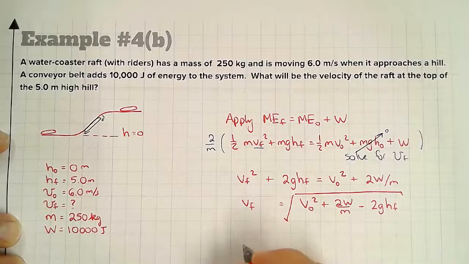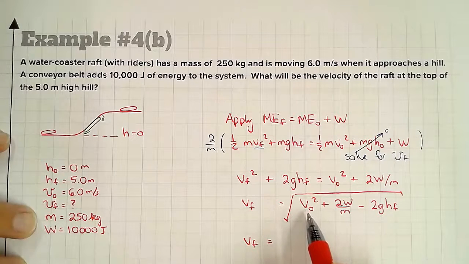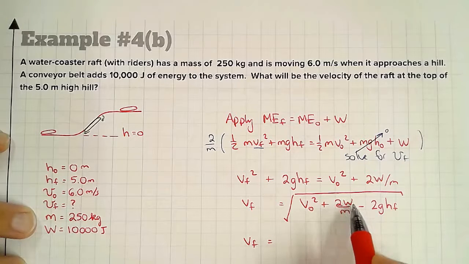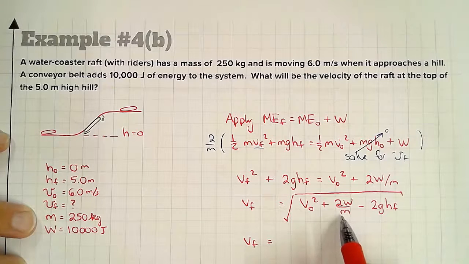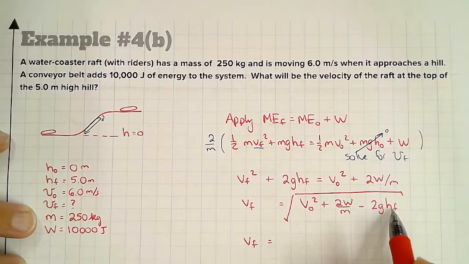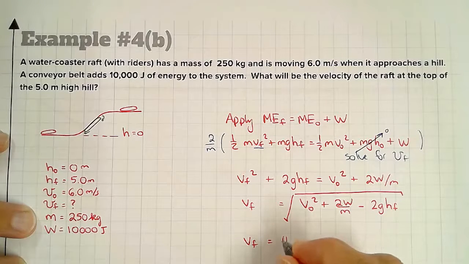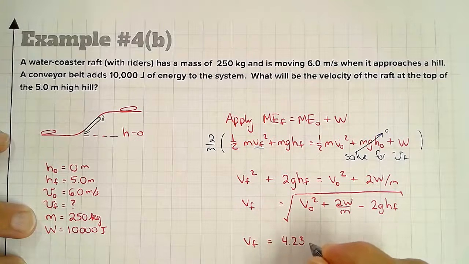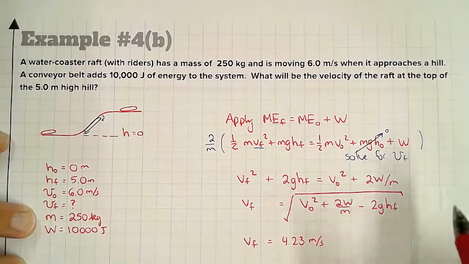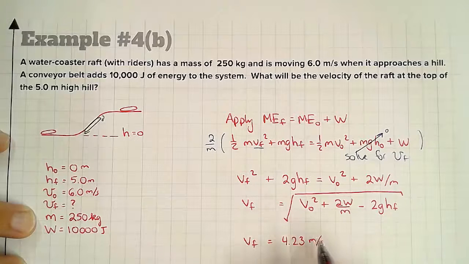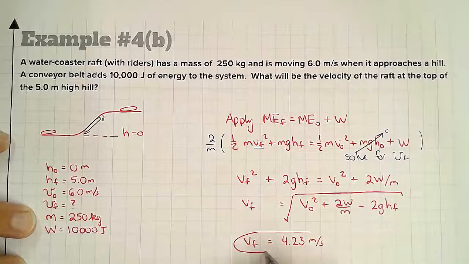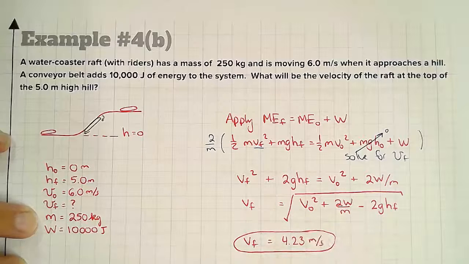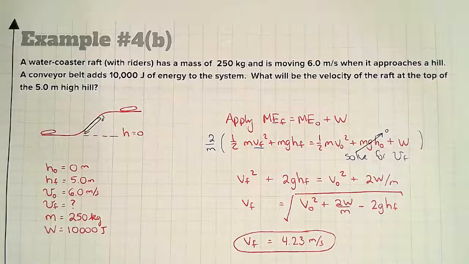Okay? And then, when I plug in all my numbers, the initial velocity is 6 squared plus 2 times 10,000 over 250, and then minus 2 times g times the final height, which is 5. You plug in all those numbers, and you get a velocity of about 4.23 meters per second. Okay? So this right here is an expression for the final velocity, and then given the particular set of numbers we got, that is the answer to the problem.